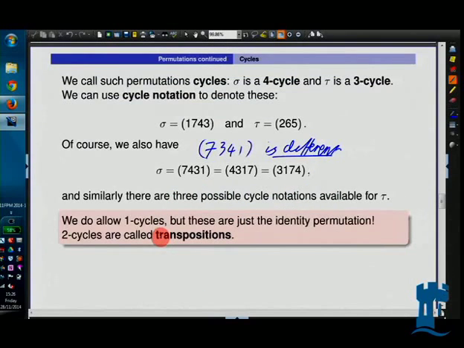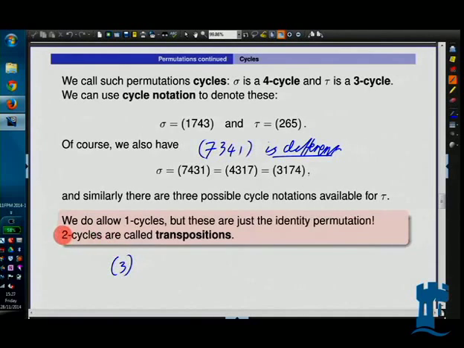1-cycles are a bit boring. We do allow them. This is the cycle that sends 3 to 3 and leaves all the others the same. There's no real point in writing it down because that's the identity permutation. But you can write them if you want. There are times when you might find yourself writing a 1-cycle, and it's usually optional whether you write them down or not, because they're the identity and they don't do anything.